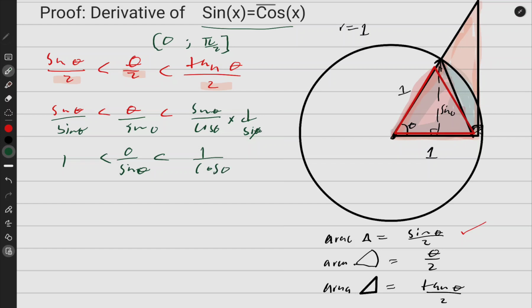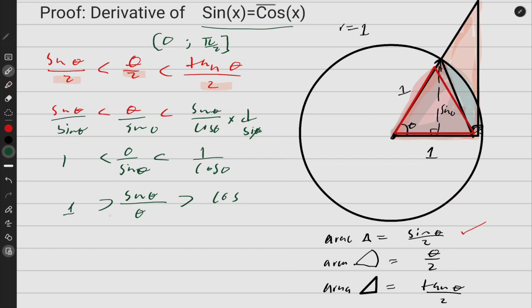So the next thing from here, remember what we wanted? We wanted this on the other side, so we need to flip the whole thing. So it's going to be sine theta all over theta, and if I flip, I'll have to change this to cos theta, and the inequality signs also look the other way.